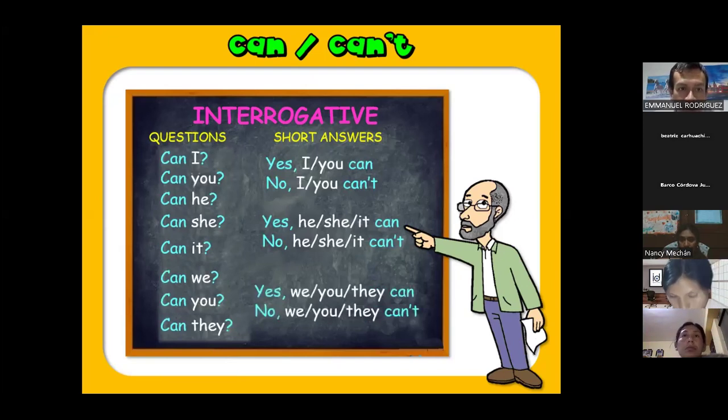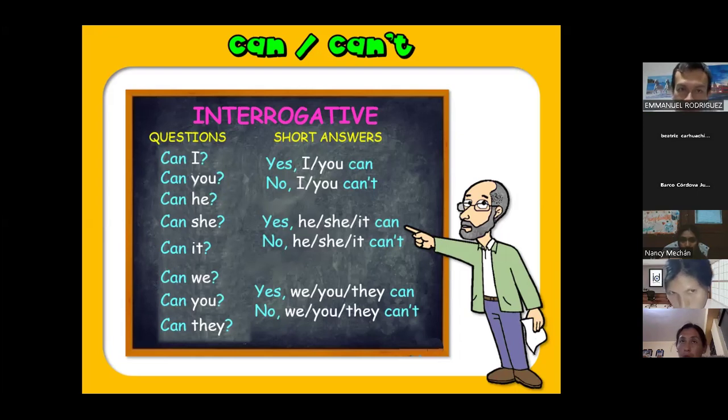In different questions, the modal verb is in first place, followed by the personal pronoun. And now it's very important: in questions using the modal verb, you are going to use a question mark at the last part of the sentence. Okay, only question.